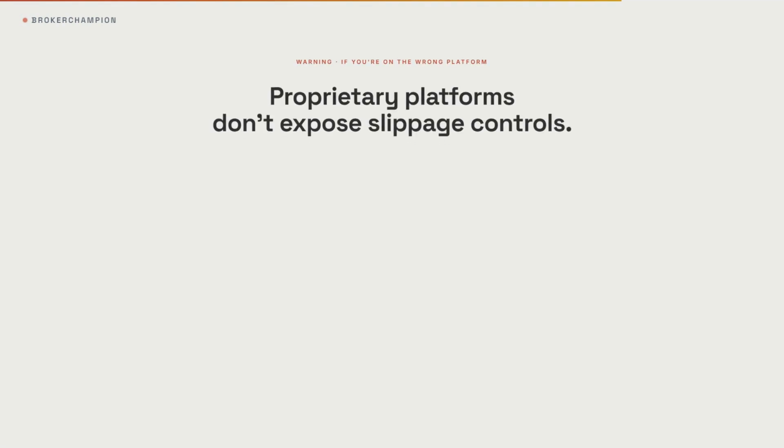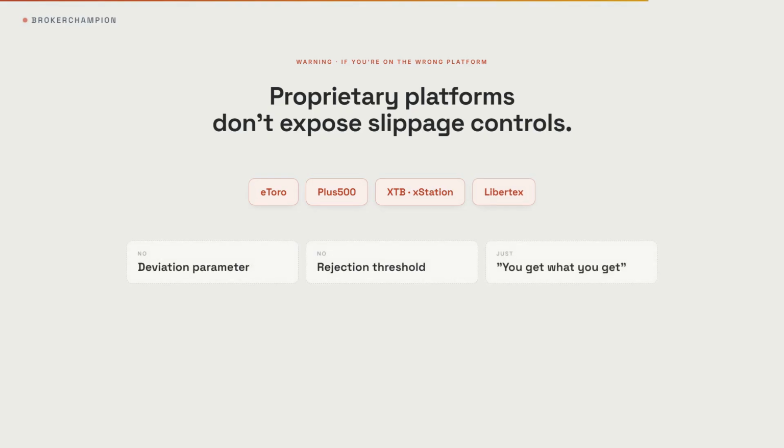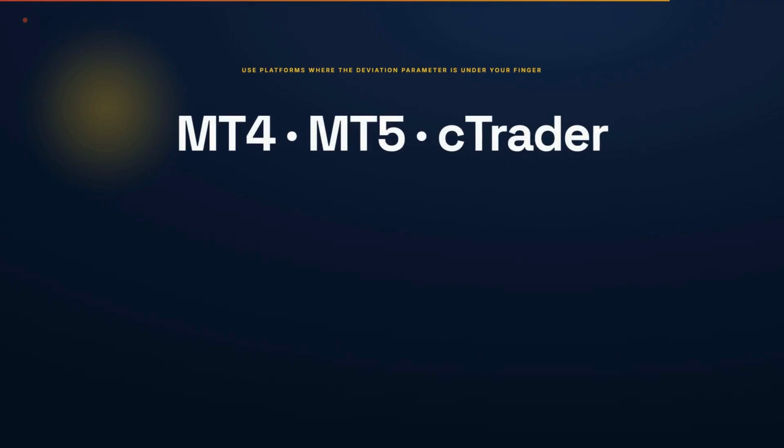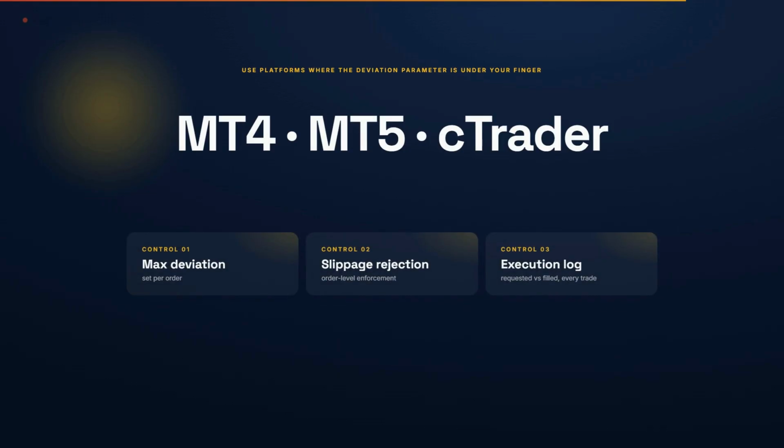One last thing, and this matters if you're on the wrong platform. Proprietary platforms, eToro, Plus500, XTB's xStation, Libertex, don't expose slippage controls. No deviation parameter, no rejection threshold. You click, you get what you get. For a discretionary swing trader holding for days, slippage is a rounding error. It doesn't matter. But if you're scalping or trading news, that lack of control is actively dangerous. You want MT4, MT5, or cTrader, platforms where the deviation parameter is under your finger, not the broker's.